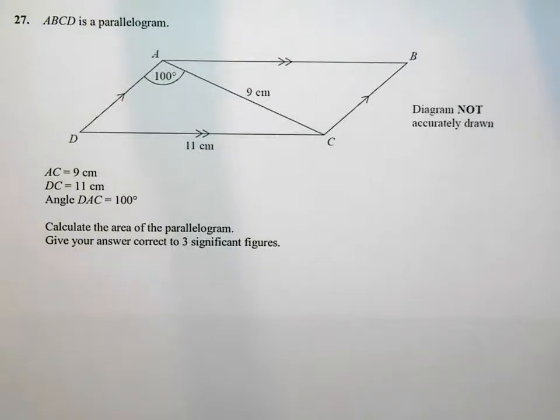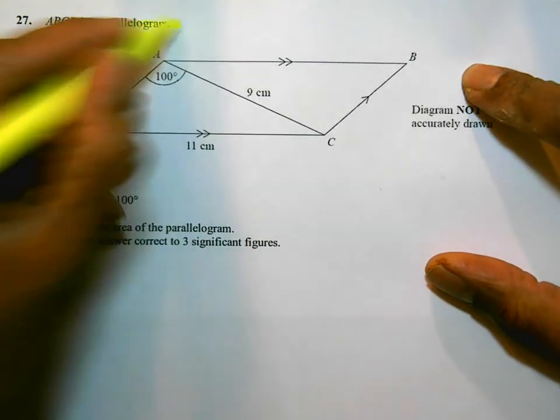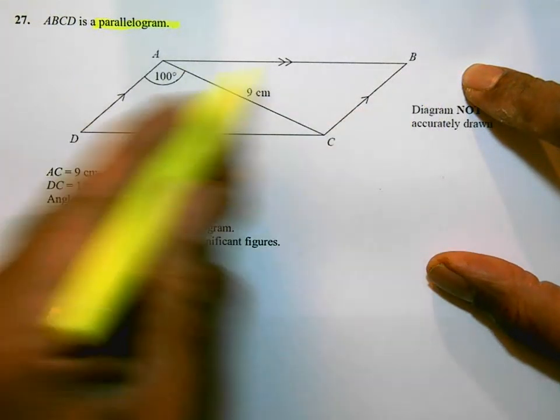This is question number 27 on the June 2014 calculator paper. Okay, so let's look at this question. The question says ABCD is a parallelogram. All right, so they've told us that the shape is a parallelogram, and we could see it from here. It has opposite sides parallel.